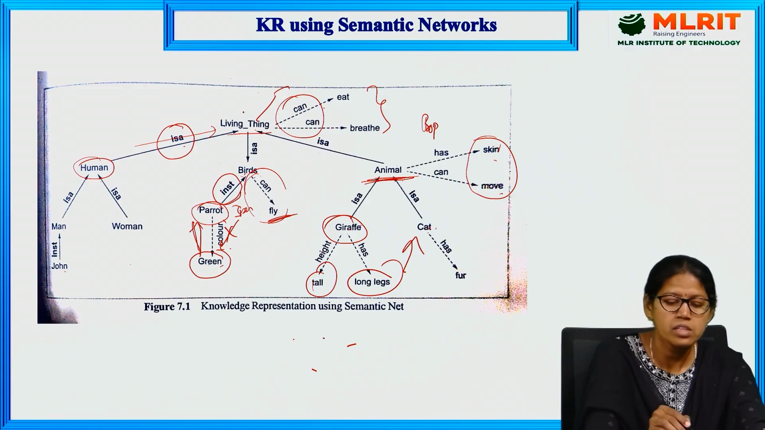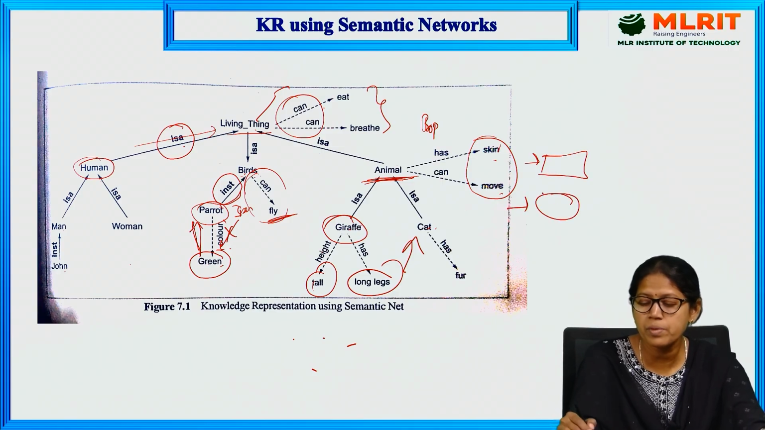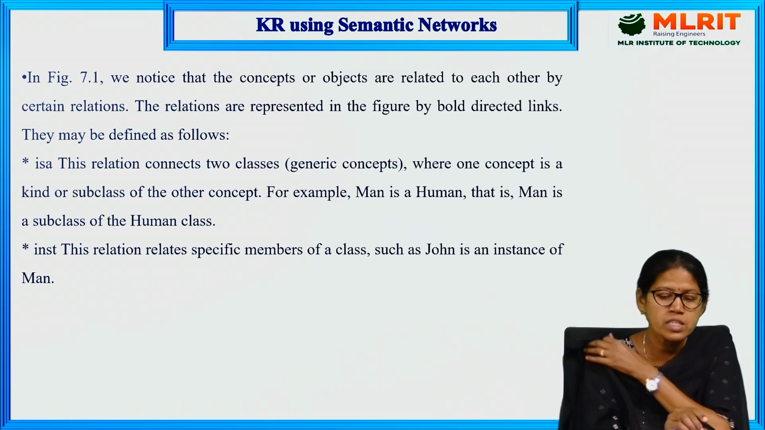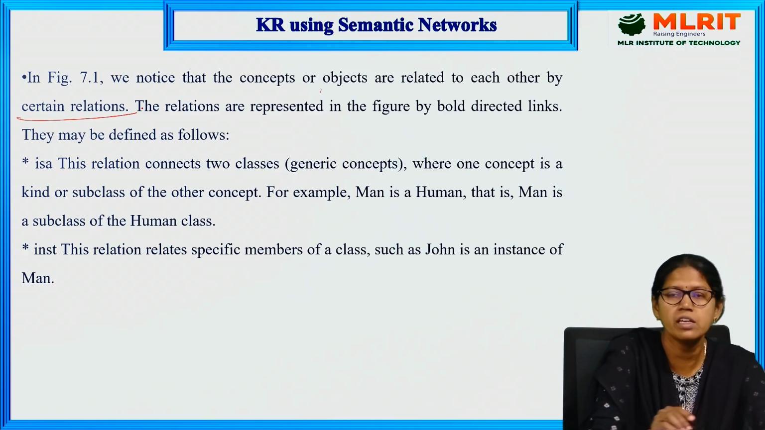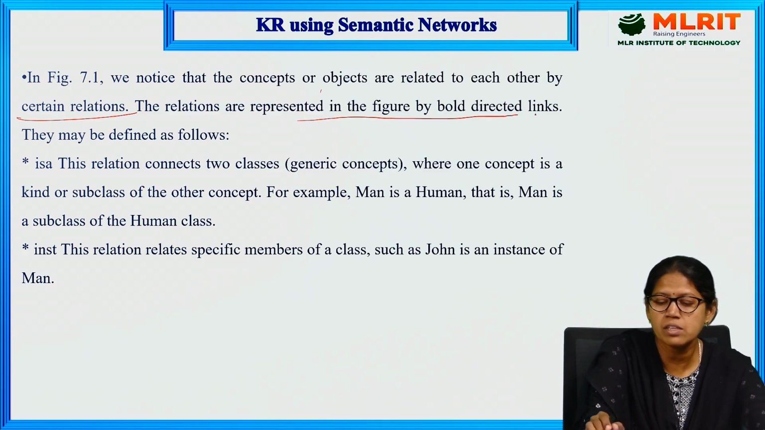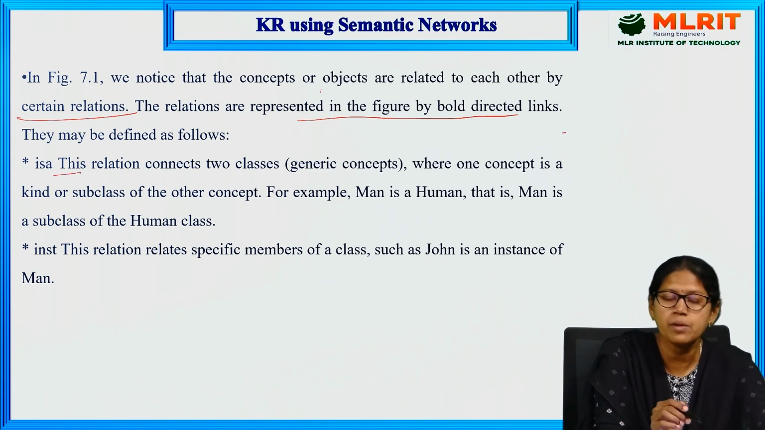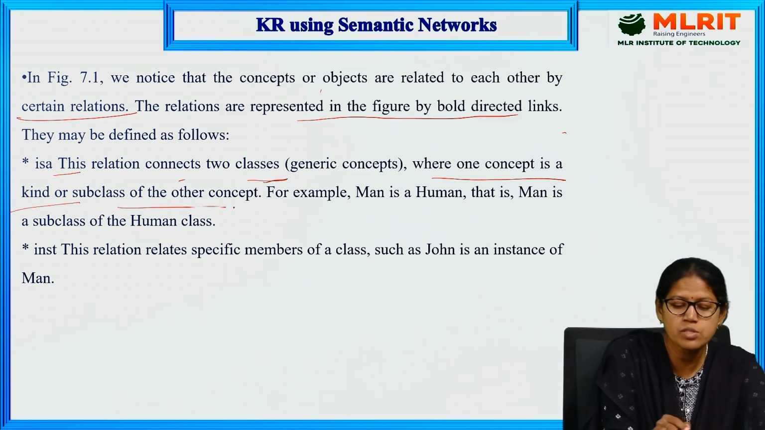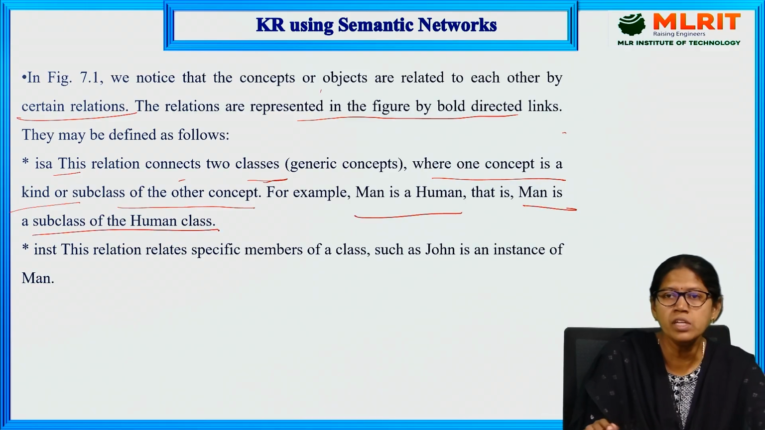Here, these concepts will be represented with square nodes, rectangle nodes, and these attributes will be represented with oval nodes. In the above figure, we notice that the concepts or objects are related to each other by certain relations. The relations are represented in the figure by bold directed links. They may be defined as ISA. The relation connects two classes where one concept is a kind or subclass of the other concept. For example, man is a human, that is, man is a subclass of the human class.